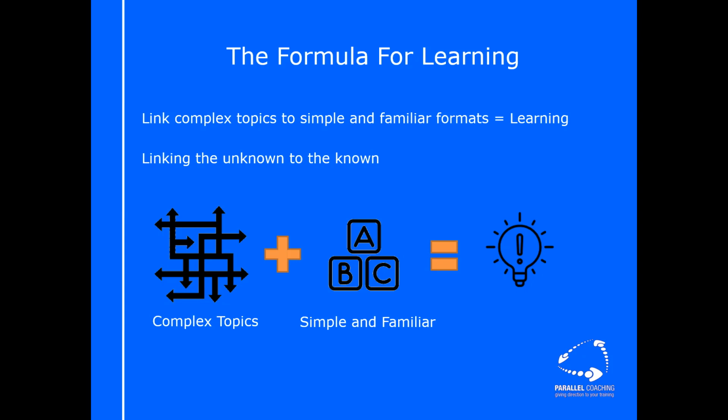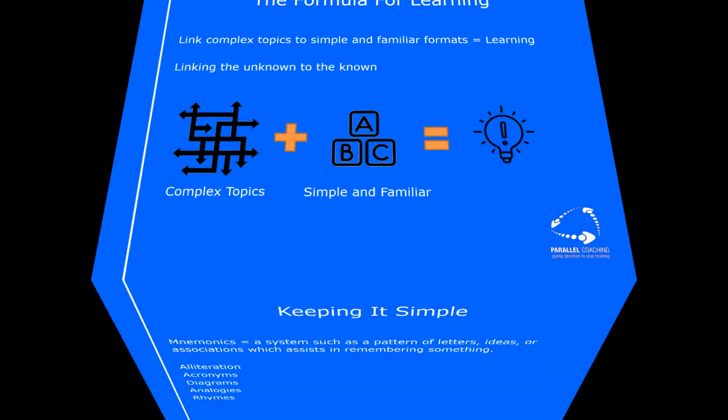Then I want to take a simple and familiar concept. So that could be lettering, like here you can see it's just ABC, for example. You take this very simple and familiar framework, and then you apply the complex topics to that simple and familiar framework so that you have something that is known as learning. Now, that might sound a little bit complex, so we've got some examples for you and some really easy ways that you can use them.